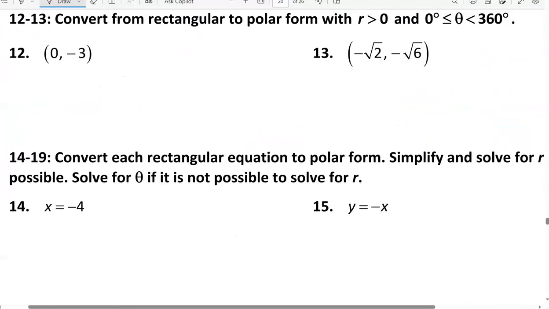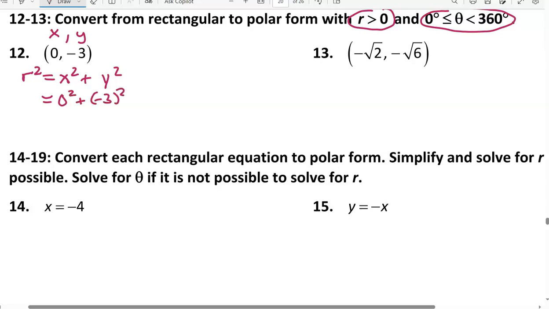For number 12 through 13, we're converting from rectangular to polar. So that means we have a point that's in x comma y form, and we're looking for r comma theta form. And we want specifically r to be a positive number and theta to be somewhere between 0 and 360 degrees. So we can find the r value by using r squared is x squared plus y squared, which is 0 squared plus negative 3 squared, which gives us 9. So if r squared is equal to 9, then r must be 3 if r is positive.